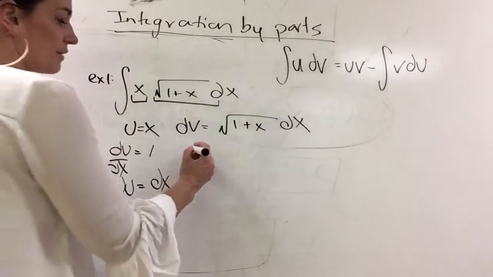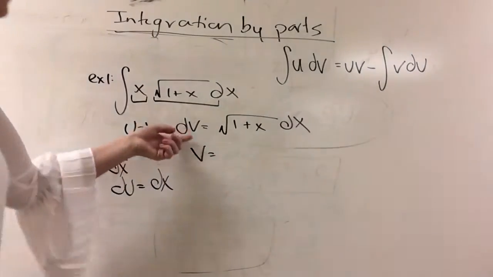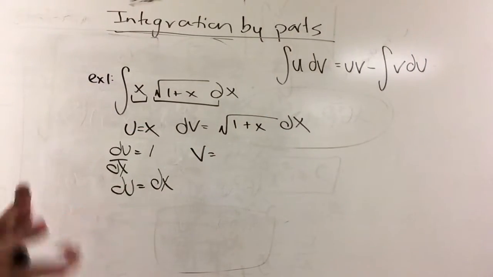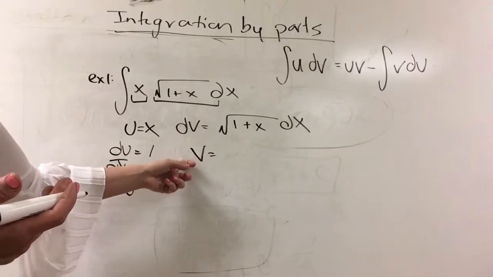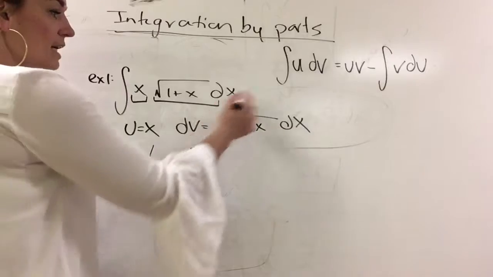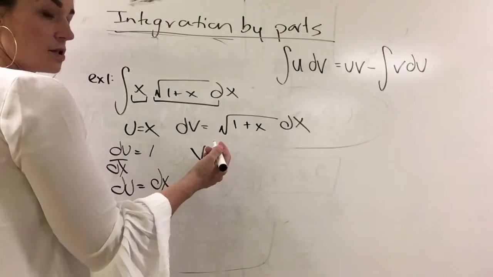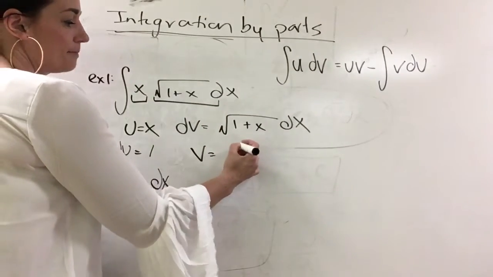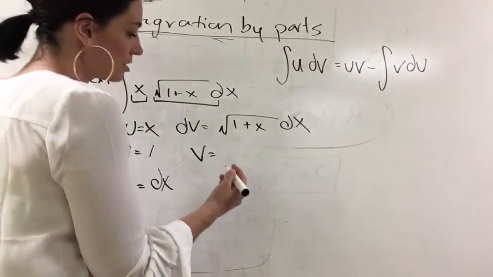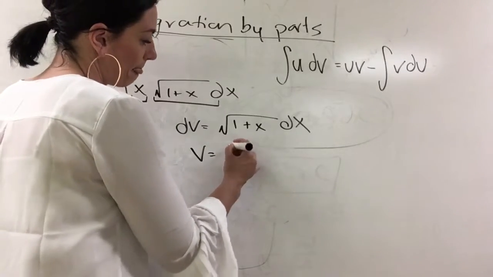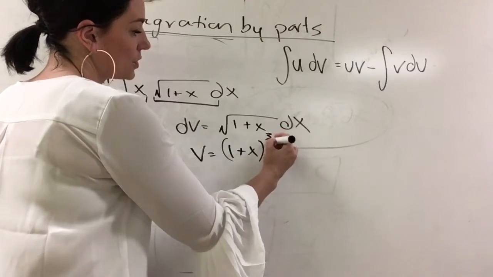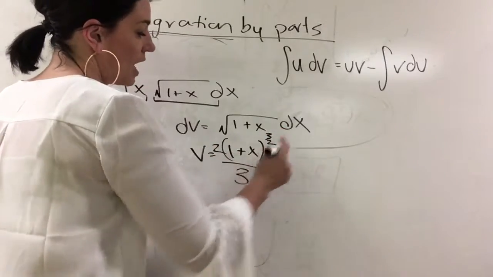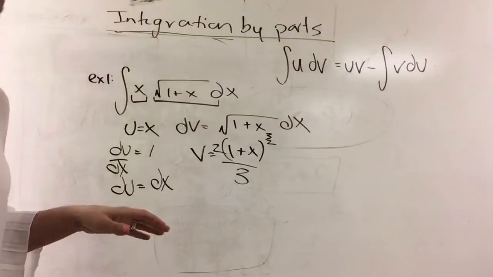So the next thing I'm going to do is find v. Remember that dv is a derivative. It's a function that's already been differentiated. So when you're finding v, you're finding the integral of it. The integral of this guy, 1 plus x, to the 1 over 2: we just add 1 to the exponent, so 3 over 2, and divide by the new exponent. And you don't need the plus c part right now.